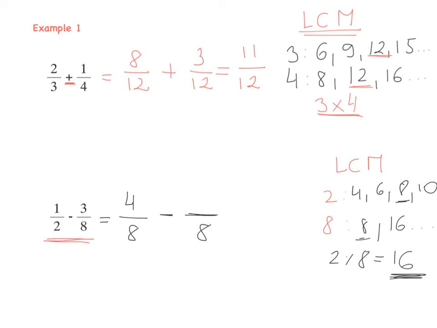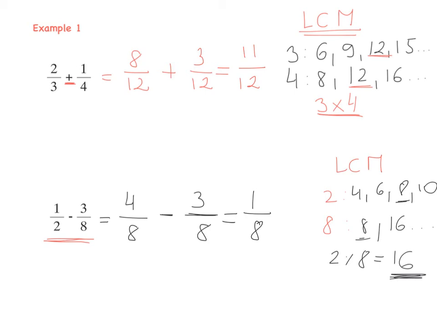Okay? And then the second one, look at the second one. It's 8, nothing changed. So you can simply write down 3, nothing changed, okay? Or a different way, you can try 8 divided by 2 is 4, and 4 multiplied by 1 is 4. And now 4 minus 3 is 1 over 8.